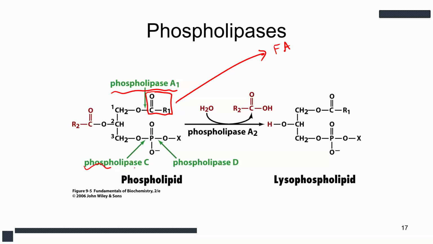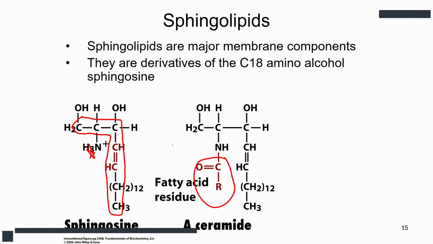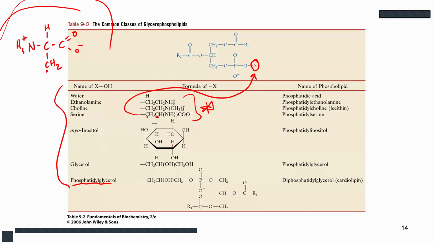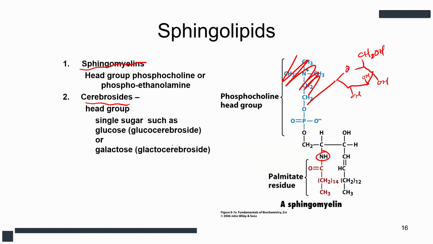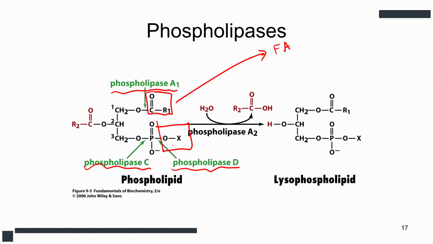Now, phospholipase C and phospholipase D are going to cut in different locations, and C is going to cut to release a phosphorylated head group, whereas D will cut to leave the phosphate behind and release only the head group. So that X, remember, could be any one of these molecules right here. So with phospholipase C and D, you're either releasing the phosphorylated head group or the head group alone. Phospholipase A1 or A2, you're releasing the fatty acid alone.